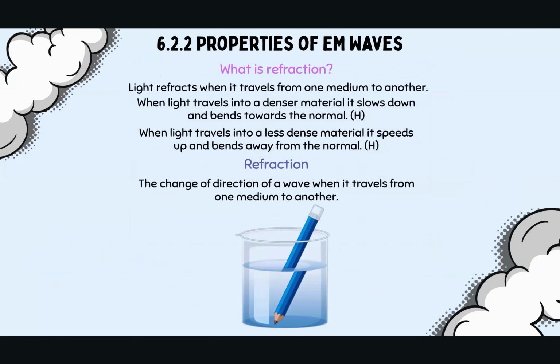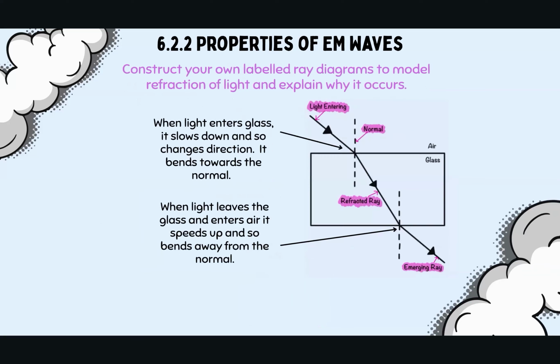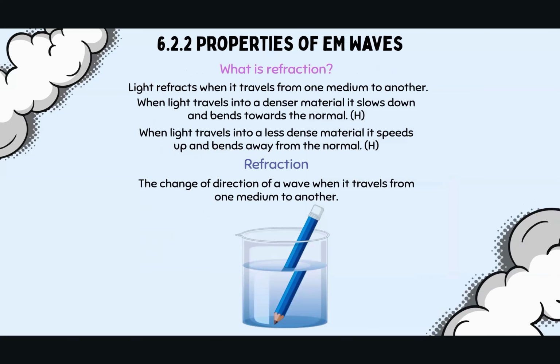Okay, refraction. Light refracts when it travels from one medium to another. That capital H there just means that it's a higher only topic. So light refracts when it travels from one medium to another. When light travels into a denser material, it slows down and bends towards the normal. So let's just look at that in a bit more detail.